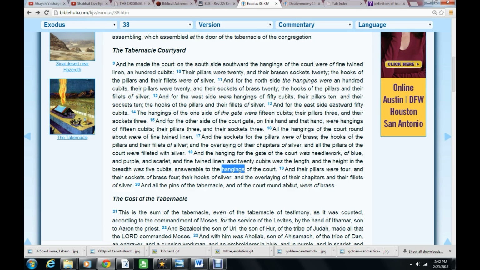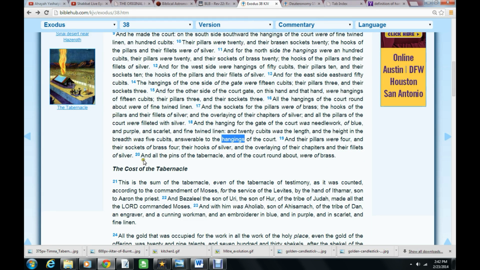So its width will be 5 cubits and its length will be 20 cubits. And this is answerable to the hangings of the court. And their pillars were 4, and their sockets of brass 4. So the cost of the tabernacle.